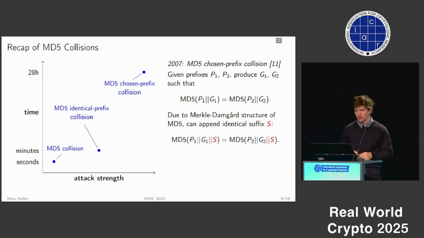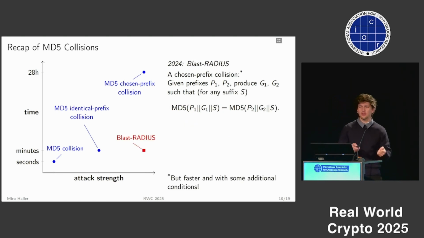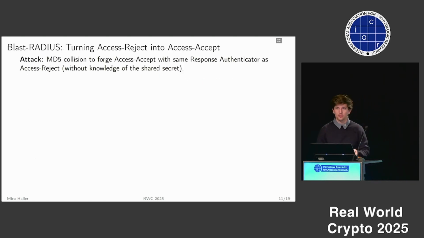An interesting fact is that once we have a collision, we can also append an identical suffix to both of the MD5 inputs. And due to the Merkle-Damgård structure of MD5, this still creates a collision, given that you have the right padding. So although you can compute generic MD5 collisions within seconds, what we need for Blast-RADIUS is actually the more expensive chosen prefix collision attacks. And actually, we need to compute them in less than 5 minutes, and while satisfying additional constraints, but more on this later. Let's first discuss how we use those collisions to refine our understanding of the attack.